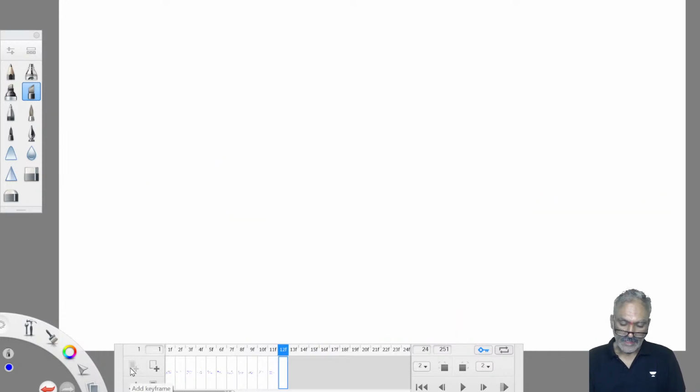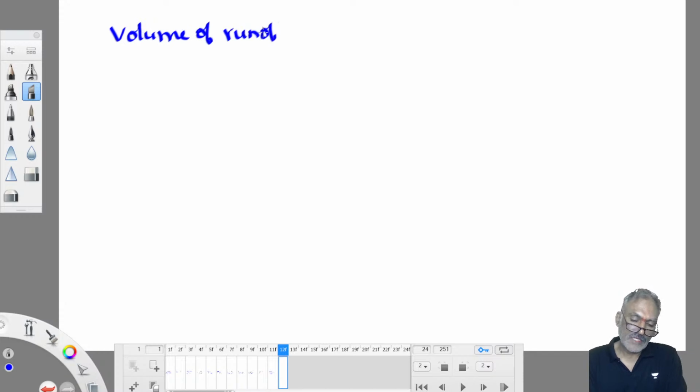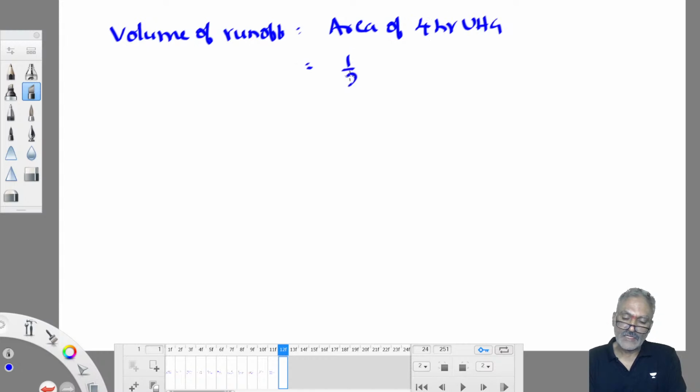Okay, let us see how to work it out. So how to find out the volume of runoff? The volume of runoff produced by this 4-hour storm in a catchment is the area under the 4-hour unit hydrograph. It is a triangle in shape, so half into B into H.